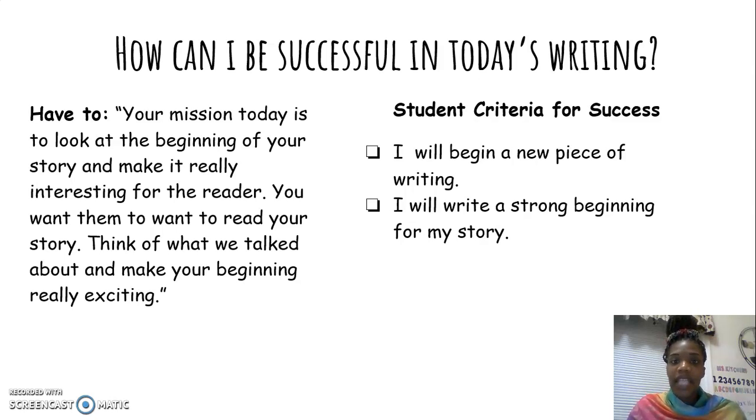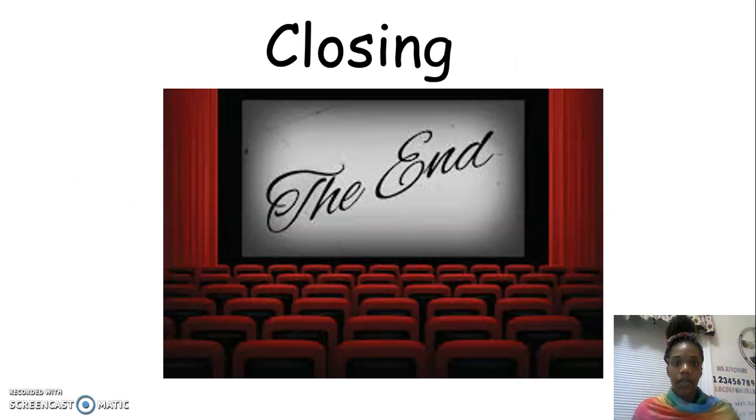Here's the student criteria for success. I will begin a new piece of writing. I will write a strong beginning for my story. All right, little happy scholars. So today, your job is to write three sentences for your lead about a brand new story, and draw a picture to match those words, making sure that you add words to your pictures, right? Those are those labels. I'm going to be looking to see if you have those labels on your pictures.